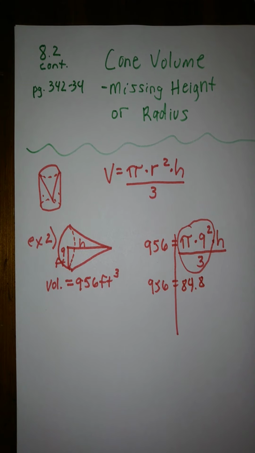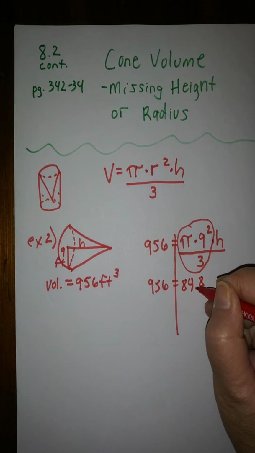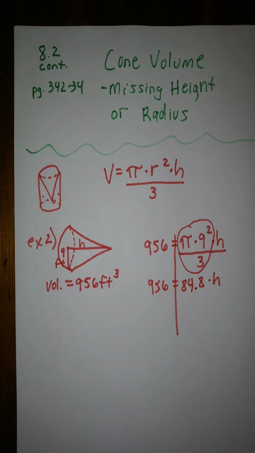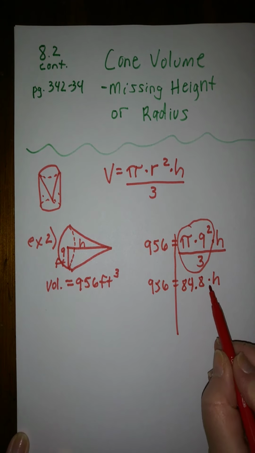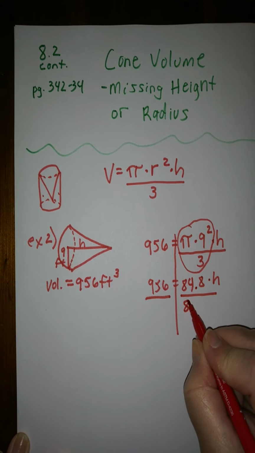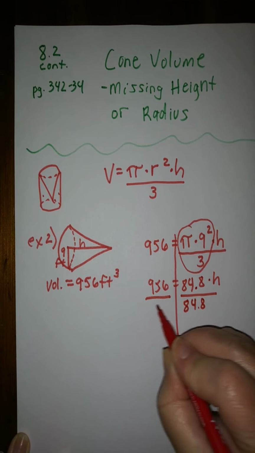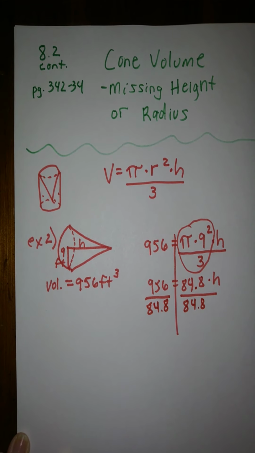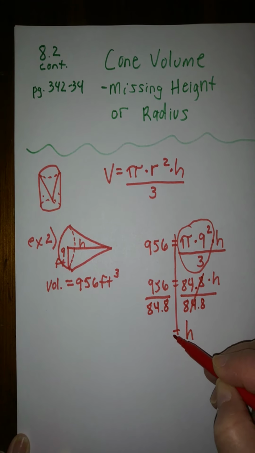That's another reason why one of the answers when you're done are always slightly different. Remember, as long as they're close, you can mark it right. And we still have times h because we haven't figured out what the h is yet, okay? So now we know that in order to get h by itself, h is being multiplied, we have to divide both sides by 84.8. So it's just a one-step equation. These cancel out, leaving us with h by itself.